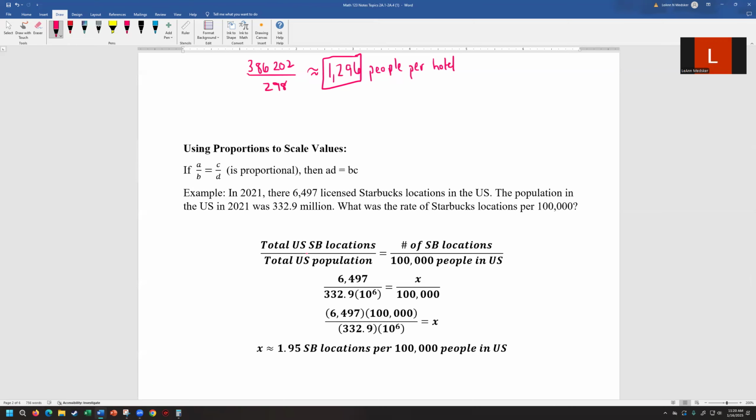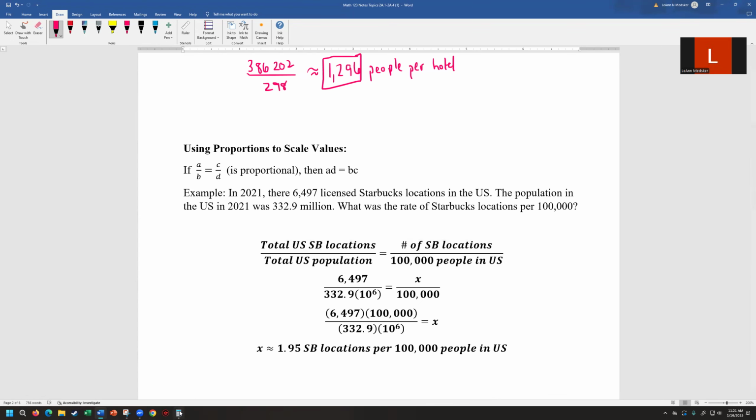I don't use the X for these, mainly because that gets confusing with your variable, so I just multiply with parentheses. I'm not even going to change 332.9 to proper scientific notation because we're going to be doing all this multiplication. That will be over the scaled down population of just 100,000 people, and that's how many Starbucks we're looking for. When we cross multiply, we get 6,497 times 100,000 on top. And remember, you always divide by the one that's across from X. Notice I've got that written there.